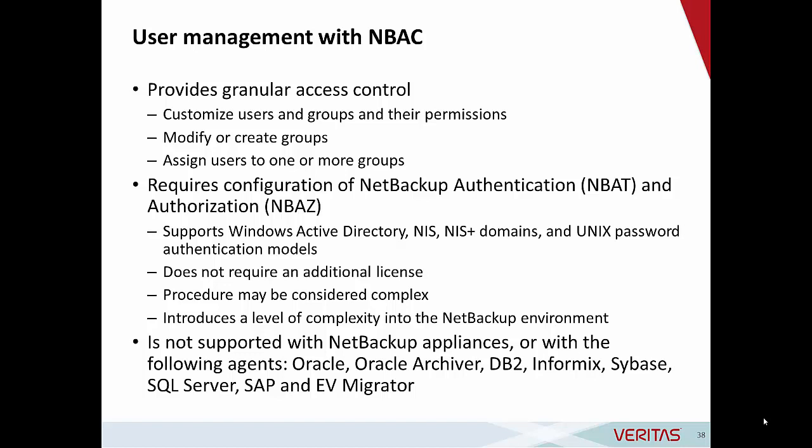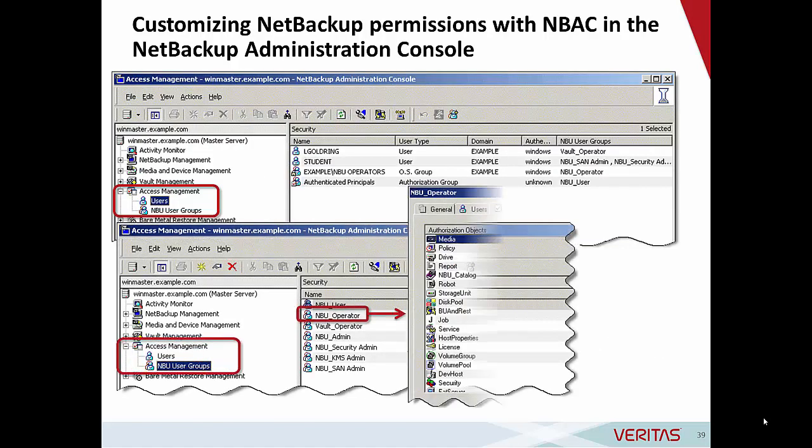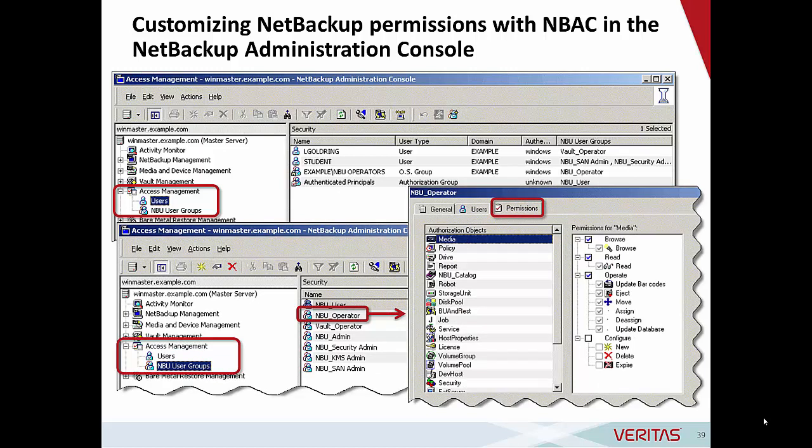NetBackup appliance master servers don't support NBAC, media server appliances do, and some NetBackup agents don't support NBAC, as noted on the slide here. This slide shows some examples of customizing NetBackup permissions with NBAC in the NetBackup administration console. Now, I have done some setup steps prior to this where I have established a trust relationship between the NetBackup authorization broker, which is usually located on the master server, and whatever security domain I am authenticating against, such as Active Directory. And then once the authentication piece is in place, then I can move on to the authorization, which is what I'm really looking at here.